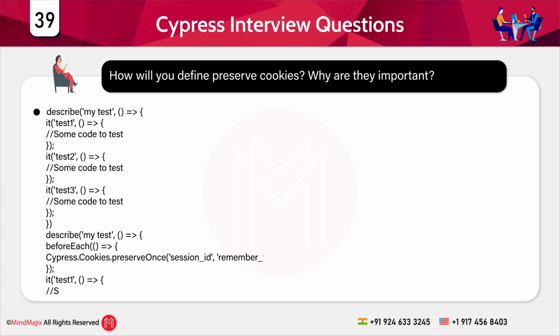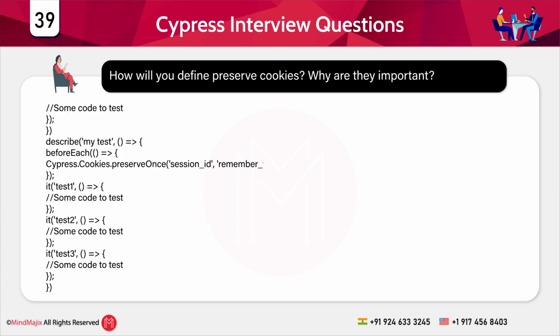So let's suppose you have logged into your application in test1. After executing test1, when it goes to test2, it again asks to log in, as login sessions and cookies were cleared after test1. All of this happens by default in Cypress, and this problem can be handled by adding code in the test as mentioned over here.